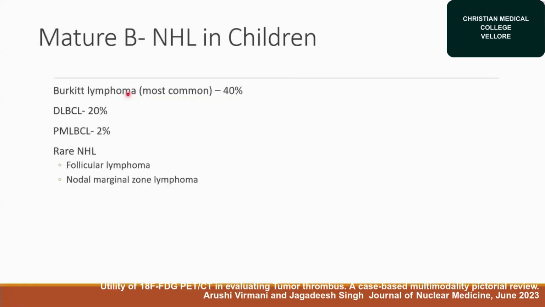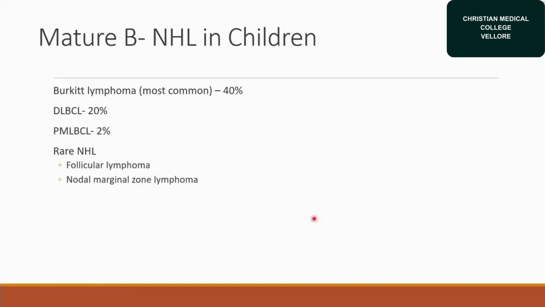Moving on to the mature BNHLs in children. The most common mature BNHL is Burkitt lymphoma, followed by DLBCL. A small fraction of adolescents may have primary mediastinal large B-cell lymphoma, or PMBCL as we call it. The rare NHLs, I will not be talking about this time because they're indeed very rare.